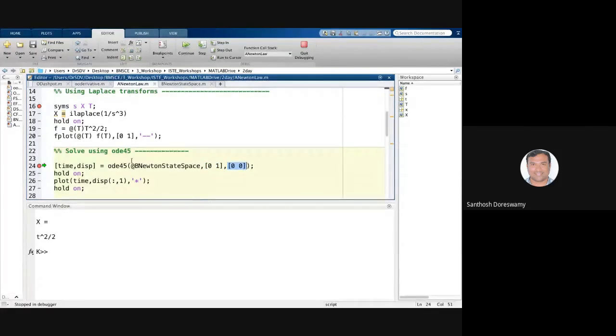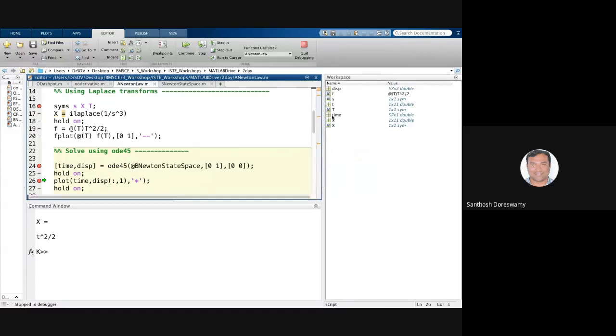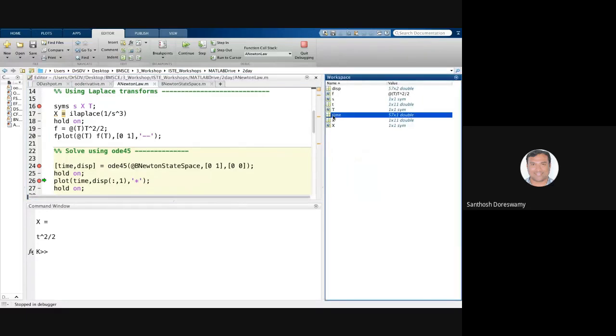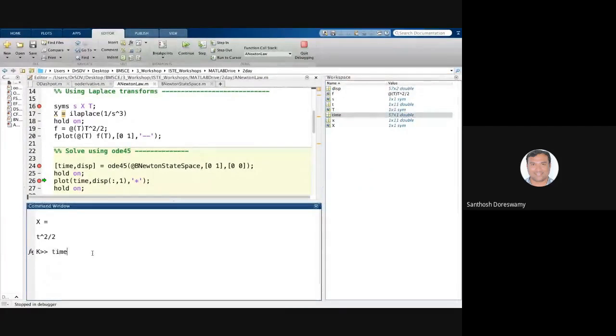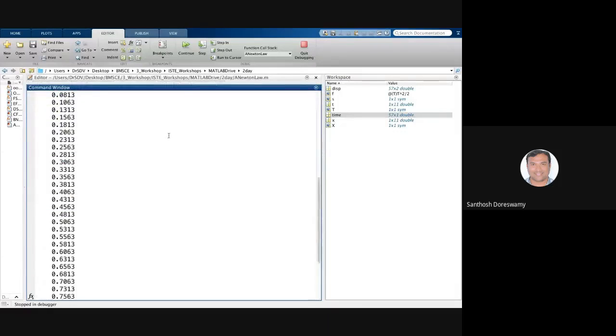So if I do this and try to solve this by continuing in the program, you will see that it generates two vectors, time and disp. So this vector time, if I just try to type time in the command prompt, you will see that the time varied from 0.001 second, and it terminated at 1 second. And if you look at the time step, it did an adaptive time step.